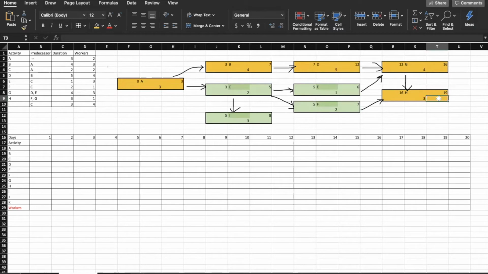So let's look at the total and the free float. So the latest day is the 19th that H can be finished. So that means that H can be started the latest on the 16th. So looking backwards, for F, we can finish it as late as the 16th because we don't need H until the 16th, meaning that F can be started as late as the 14th, which is not the case with G. If we start on the 12th, we need to finish by the 16th. There is no free float between those two.